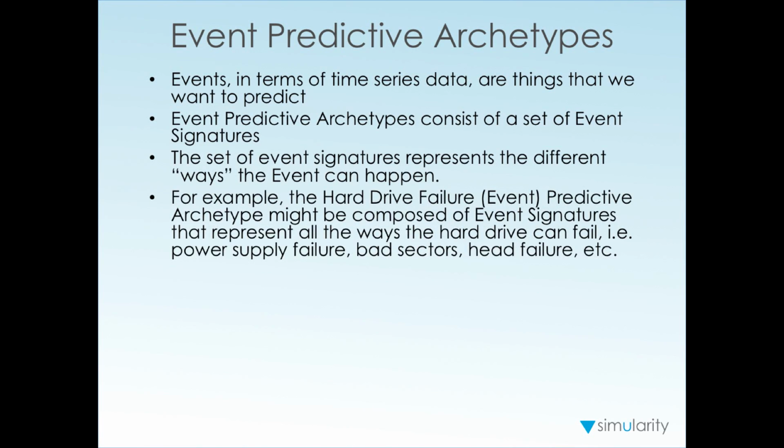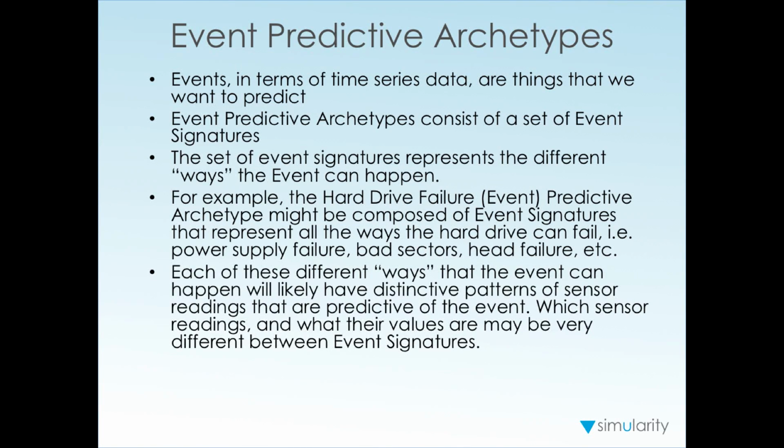So for example, I'm going to show you the hard drive failure event predictive archetype, and it might be composed of event signatures that represent all the ways that a hard drive can fail, such as a power supply failure, a bad sector, head failure. One can imagine that the sensor signatures are going to be different for each of these different types of failures, but you'd like to be able to predict all of them accurately.